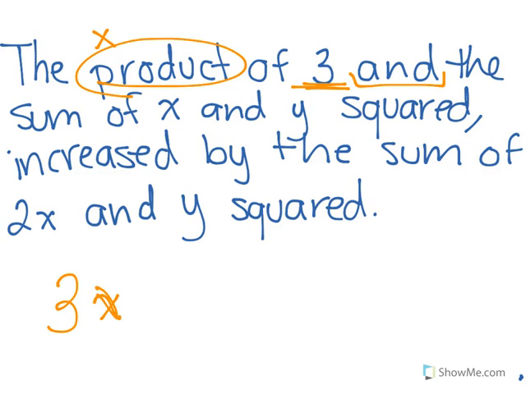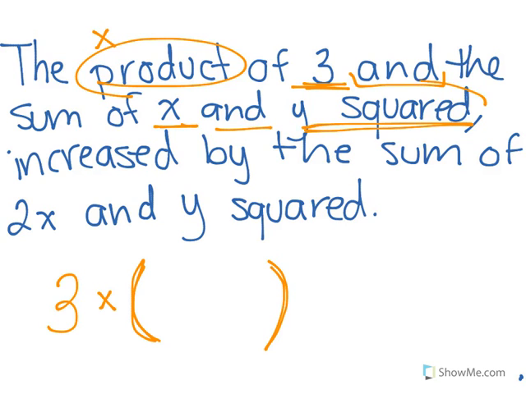Oh, that looks like an X, not a times. Okay, and the sum, so I know that this is multiplied times the sum of something, so that must be in parentheses, the sum of x and y squared. So here, since the squared is right after the y, we know that it only pertains to y, so it's x plus y squared. Very well.